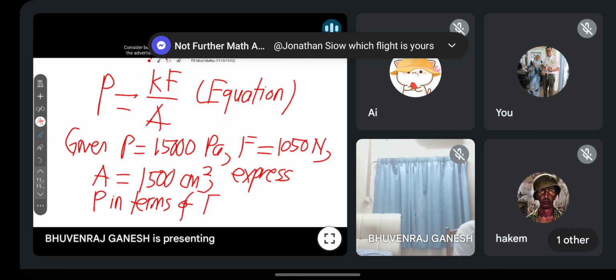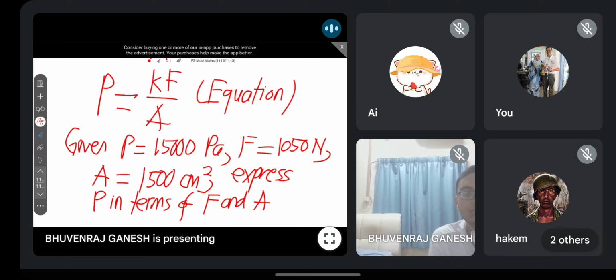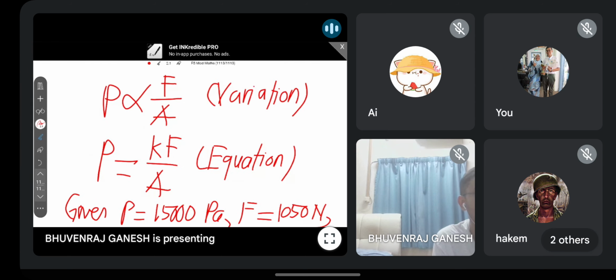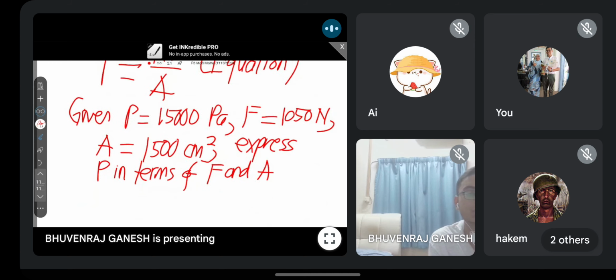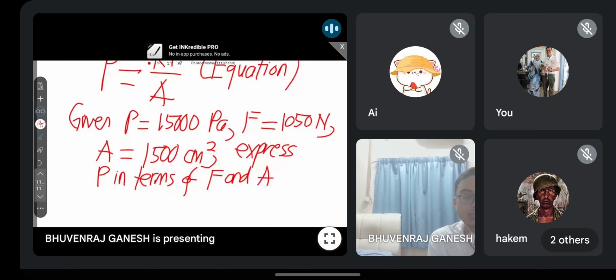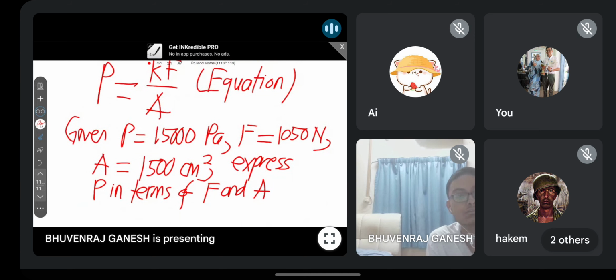Diberi bahawa P sama dengan 15,000 Pascal, F sama dengan 1050 Newton, luas sama dengan 1500 cm kuasa 2. Kamu kena ungkapkan P dalam sebutan F dan A. Okay, so how to do this, guys? Can you all tell me? Or can you tell me the answer? What you get for the K value based on this? Everyone here? Apa nilai K yang saya akan dapat?